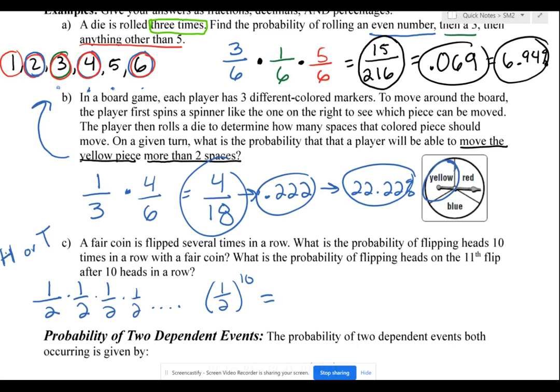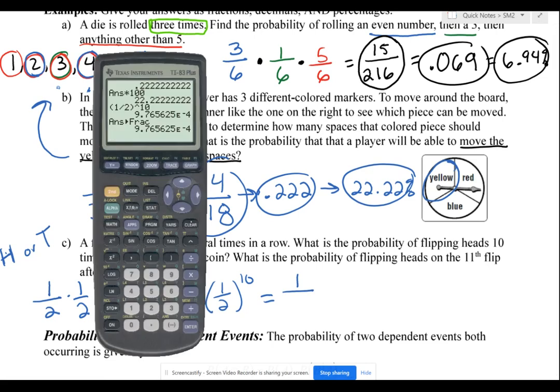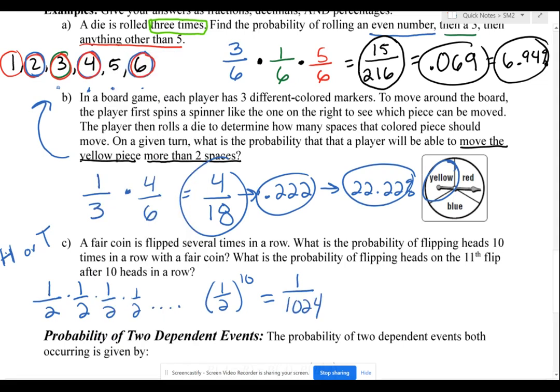So 1/2 to the 10th power means we're going to do 1 times 1 times 1, 10 times on top, which is going to be 1, and then 2 times 2 times 2, 10 times on the bottom. So I'm going to figure out what 2 to the 10th power is. So 2, and then that little button is our exponent button, to the 10th power. And that's 1024. So that means 1 out of 1024 times. Because this one doesn't say to do it in decimals and percents, we're going to leave it just like that. You know how to do a decimal, you know how to do a percent.